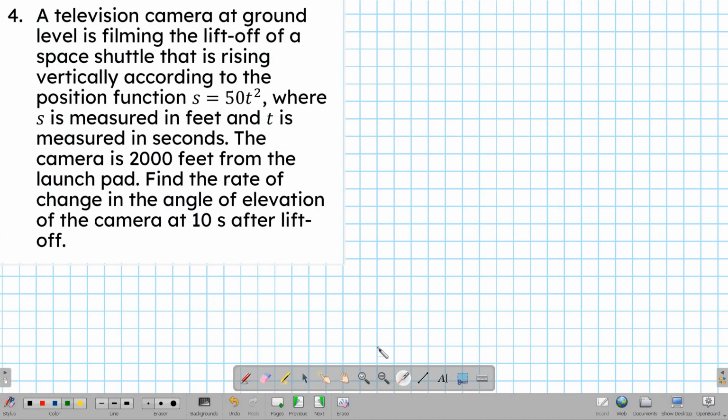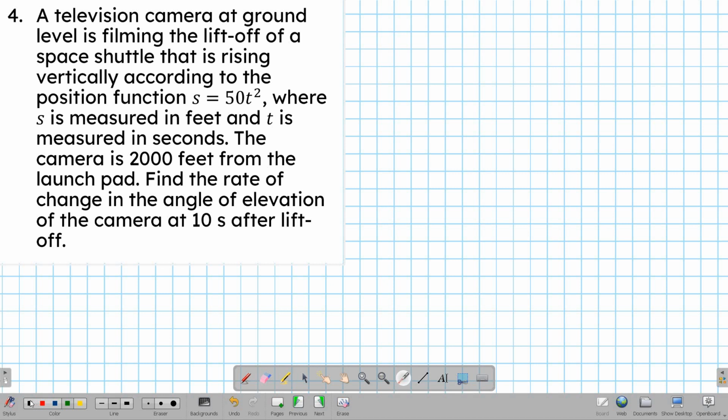Let's now go to number 4. A television camera at ground level is filming the lift off of a space shuttle that is rising vertically according to the position function s is equal to 50t squared, where s is measured in feet and t is measured in seconds. The camera is 2,000 feet from the launch pad. Find the rate of change in the angle of elevation of the camera 10 seconds after liftoff.